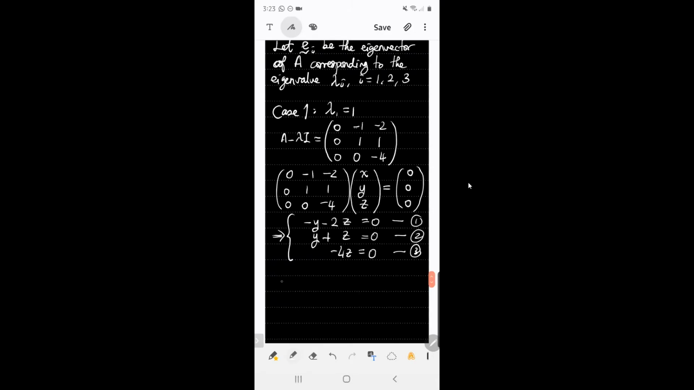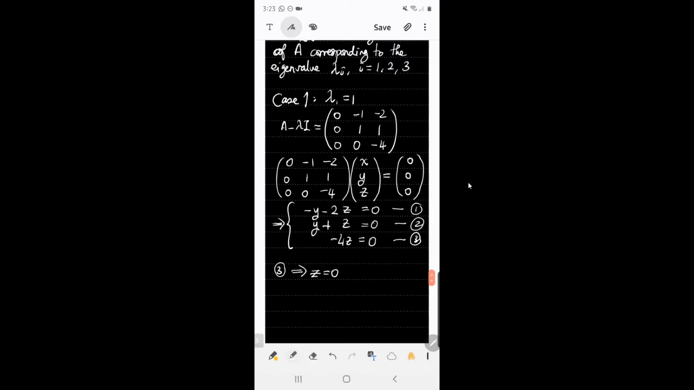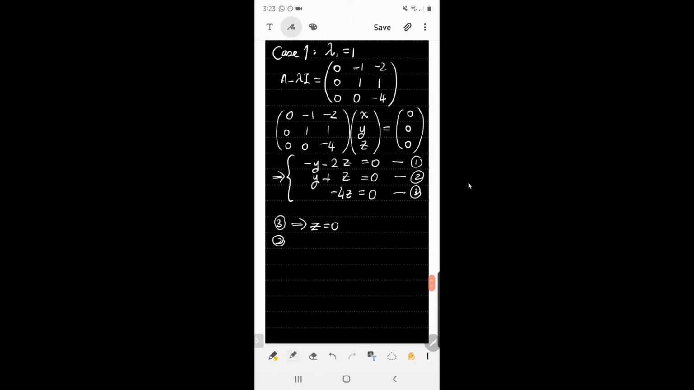So from the third equation, clearly you know that your z is equal to 0. When z is equal to 0, from equation 2, backward substitution, y plus 0 equals 0, so you know that y is equal to 0. You go to equation 1: minus y minus 0 is equal to 0. You still get y equals 0, which means this system is consistent. You see the two y values here, you get the same value. So this is still consistent.